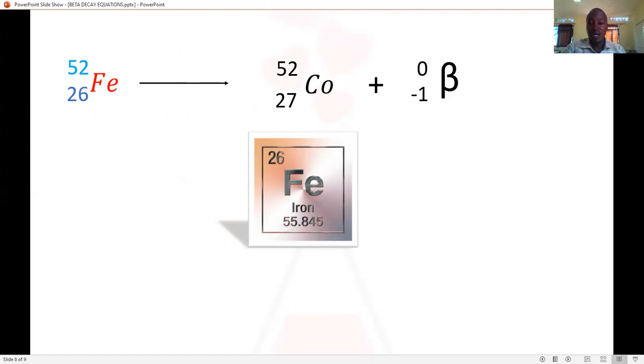So this is how we can write beta decay equations. In our next video, we shall have a look at how we can write alpha decay equations, and maybe compare alpha, beta, and gamma radiations.